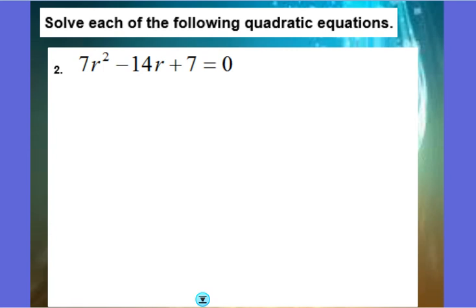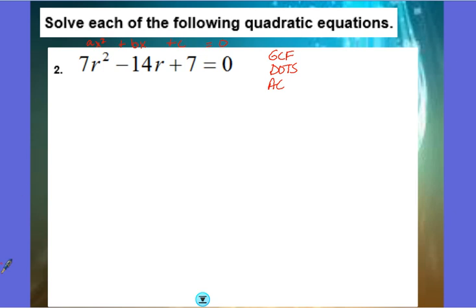Okay, let's try it again. We need to first make sure that it's in standard form. And here I have ax squared plus bx plus c all set equal to 0. Our next step tells us to factor completely. And every time from here on out, we should be checking in this order. It will make our solutions much easier to find.